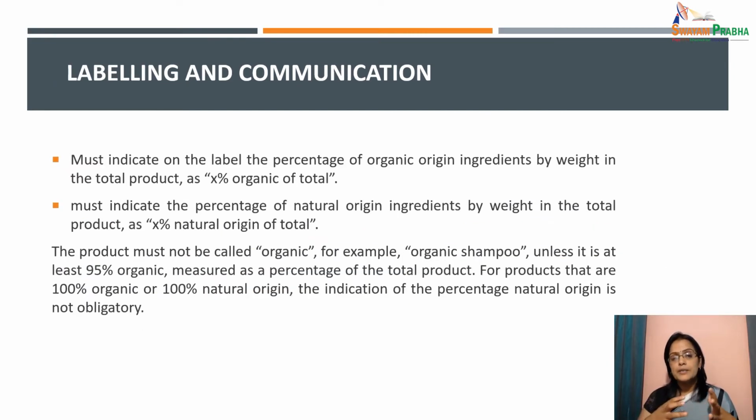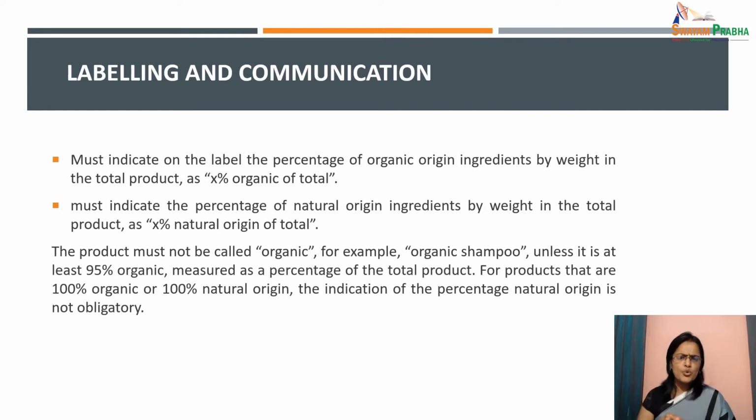Okay, next, it must indicate on the label the percentage of the organic origin ingredient by weight in the total product as X% organic origin of total. That means the label must contain the percentage of the organic origin ingredient by weight. It must be labeled on the packet. Okay. It must also indicate the percentage of the natural origin ingredient by weight in the total product as X% natural origin of total. So this must be labeled.